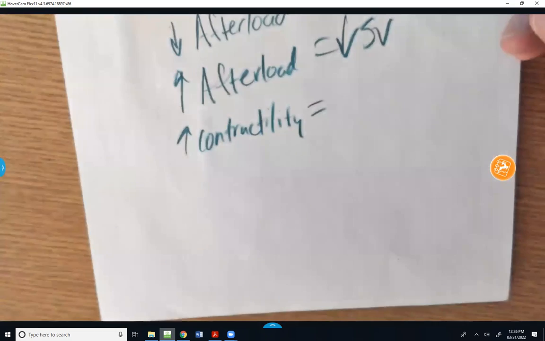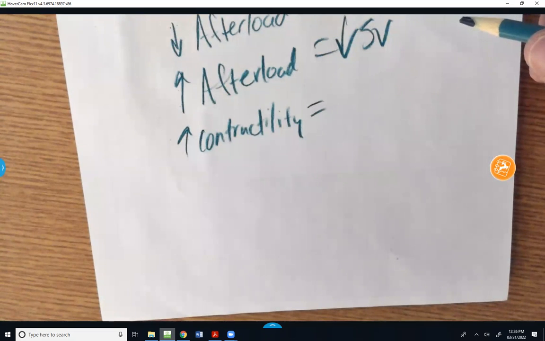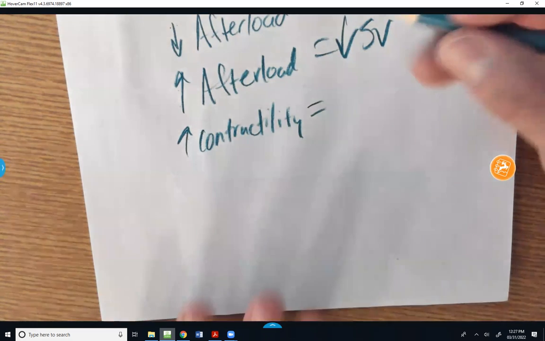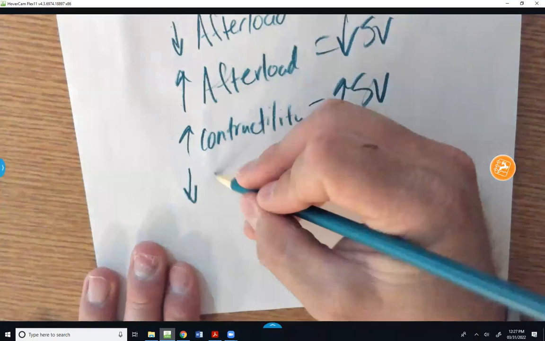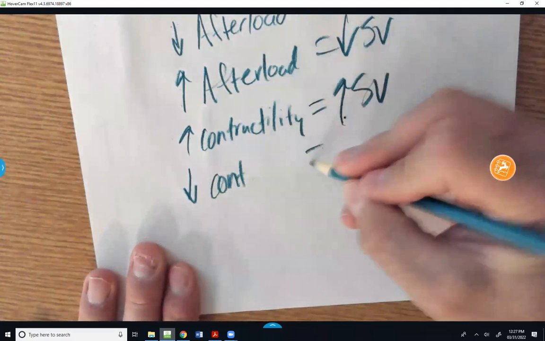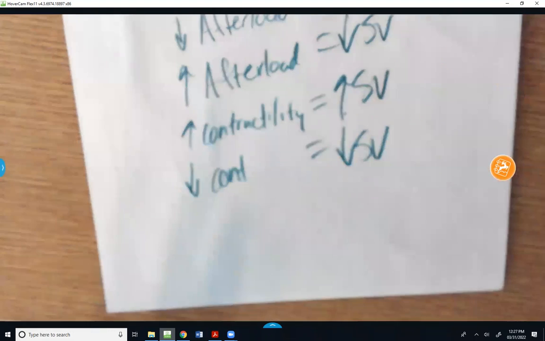So what do you think? Does that increase or decrease stroke volume? Your heart's pumping harder. Is it going to pump more or less blood? More. Okay. Whereas if you decrease contractility, it decreases stroke volume.